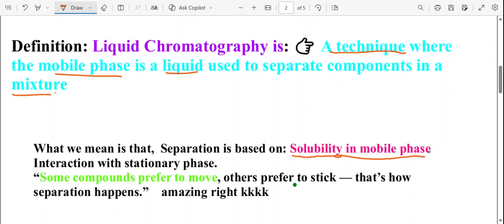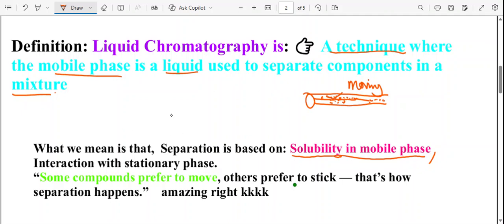And also the interaction with the stationary phase: how possible is it for them to interact as this is moving? Let's say our mobile phase is moving within this column, because we know that the heart of the chromatograph is the column. As the liquid is moving, those solutes depend on whether they are soluble in that liquid. If they are soluble, they will be able to move very fast with the liquid as it moves. But if they are insoluble, they won't move with the liquid, which is the mobile phase we have, moving fast or slowly, but it's moving.